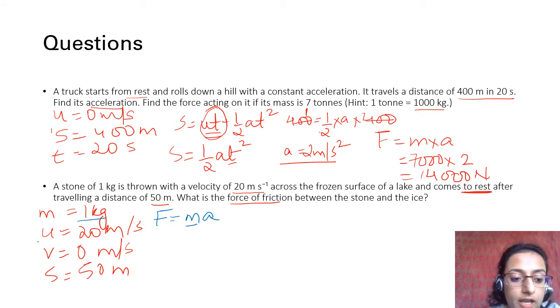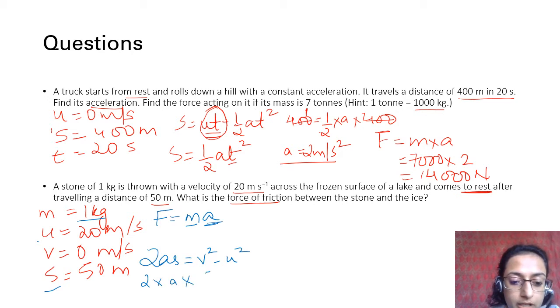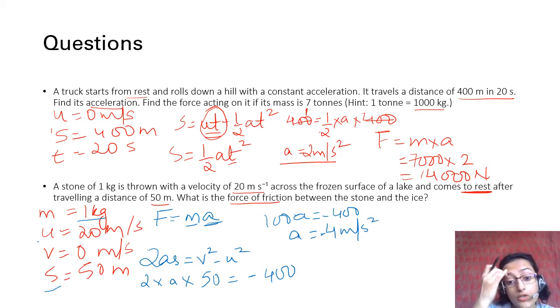So we have u and v, but we don't have time. So what we can do is, for a we have been given s, so we can use this formula: 2as is equal to v square minus u square. V square is 0, so 2 into acceleration into 50 meter. V square is 0 minus u square is 400. So 100a is equal to minus 400. So a is equal to minus 4 meter per second square. Okay, so this is acceleration.